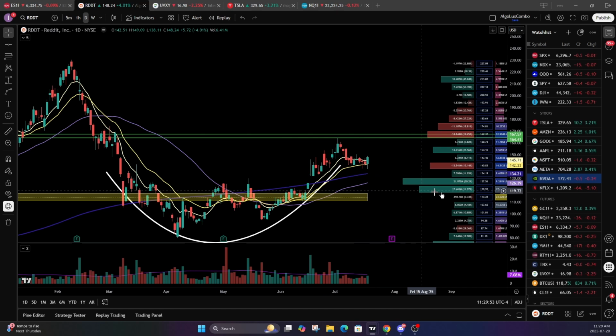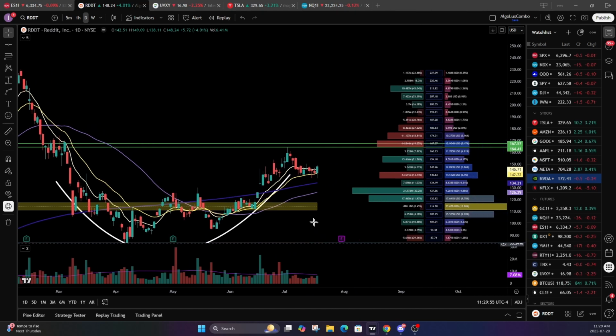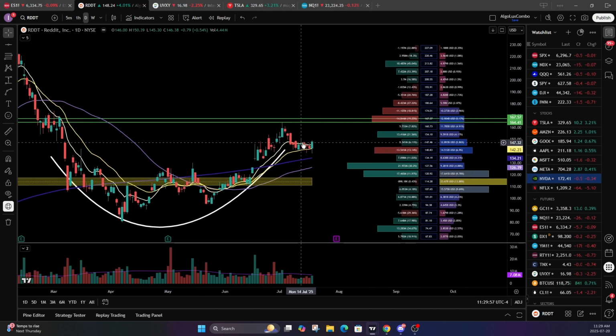A really nice setup here on Reddit. I will add this to the watch list. But I want to see again a bit more development here on this handle. We'll see if it can continue to hold off of the Friday run up here.